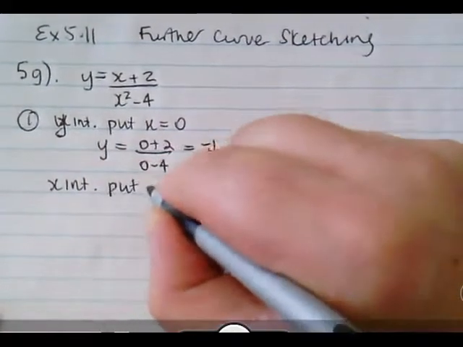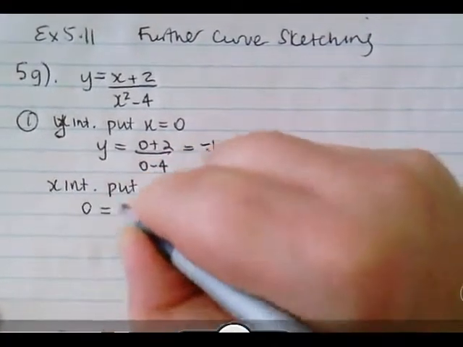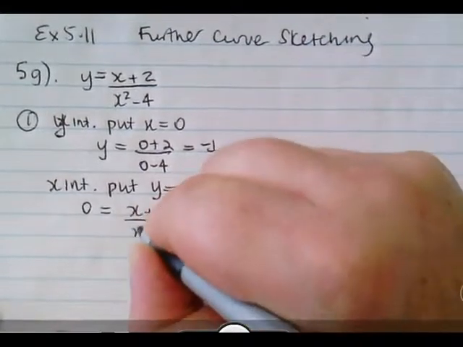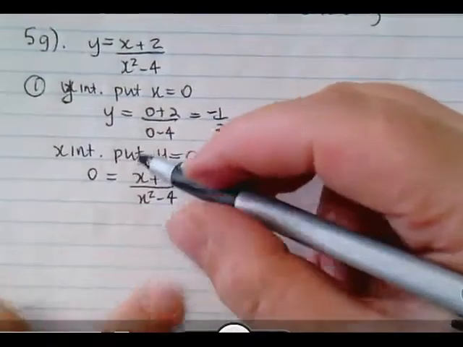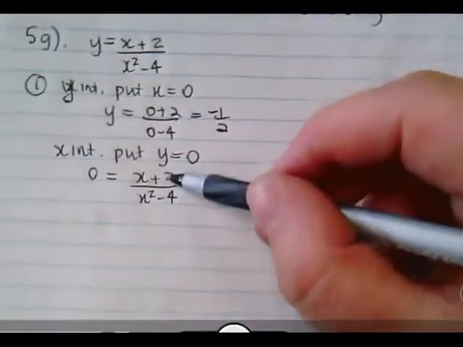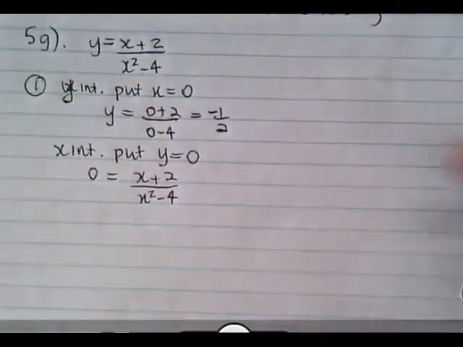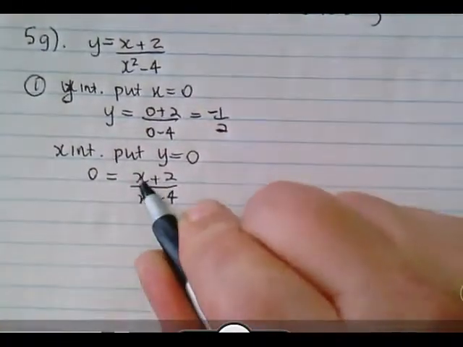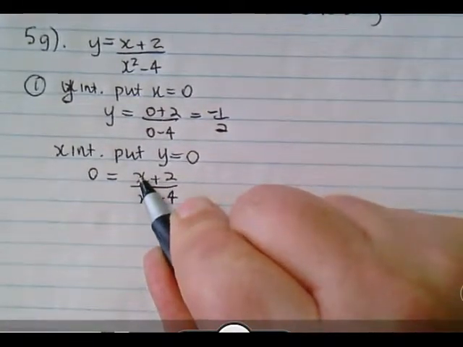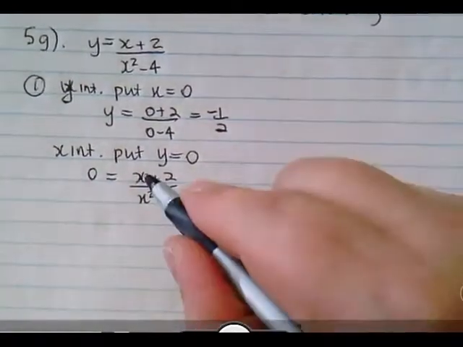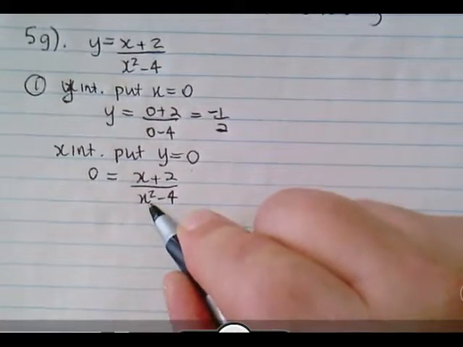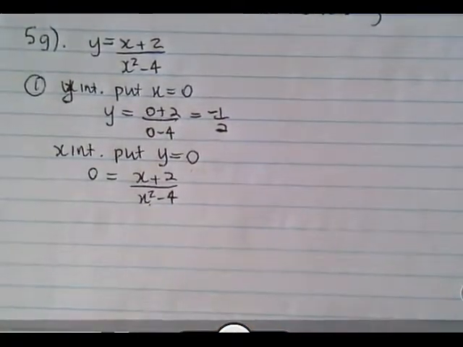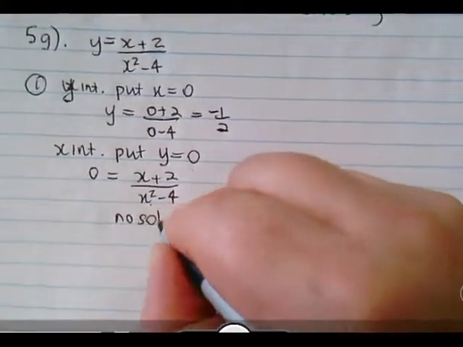X-intercept: put y equals 0. So 0 equals x plus 2 over x squared minus 4. Yes, it has no solution. You know why? Because x would have to be negative 2, wouldn't it? Negative 2 plus 2 is 0. But if x is negative 2, the denominator is going to be 0, and you can't have the denominator 0. So that's got no solution.